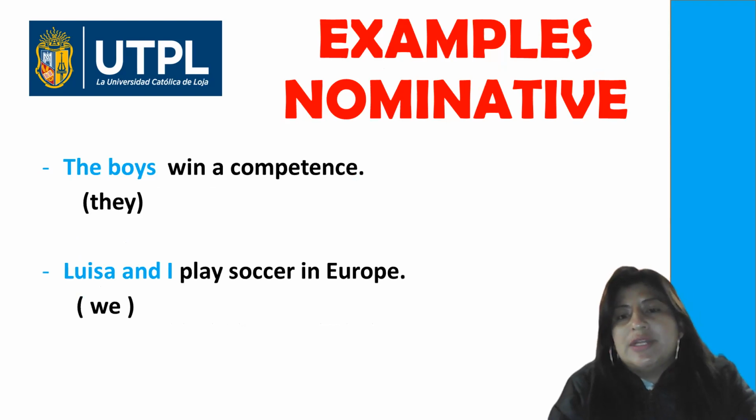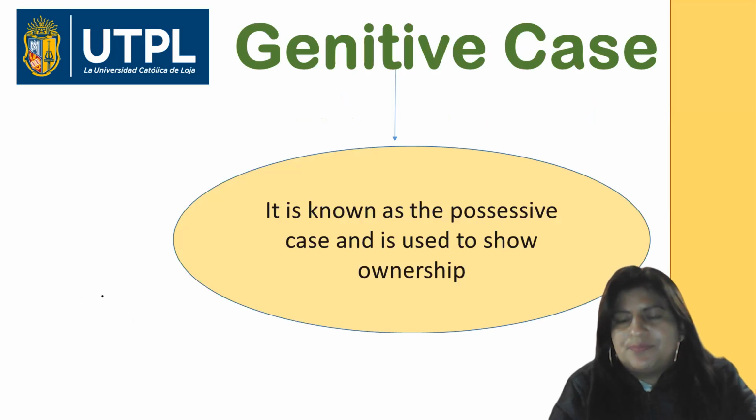Also, we have 2 more examples about nominative case. That is, the boys win a competition. In this case, we have a subject that is plural, but it is nominative, replaced with the pronoun they. Also, we have Luisa and I play soccer in Europe. In this case, the subject is Luisa and I. We have the pronoun we. That is, the sentence is plural. In total, I have 5 examples for nominative case. Don't forget that it is the subject nominative pronoun.